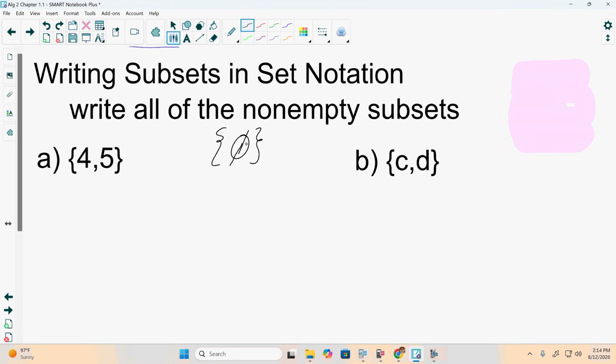For all the subsets here, we are going to talk about the non-empty sets because the empty sets can get very tedious very quickly. Because this is the set containing the empty set. It's a set containing nothing.